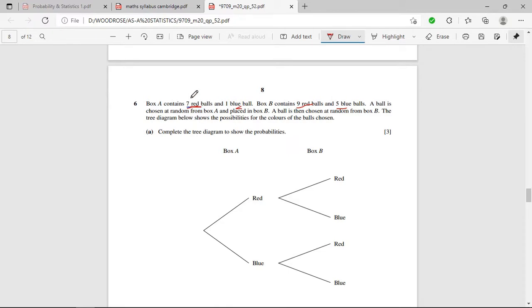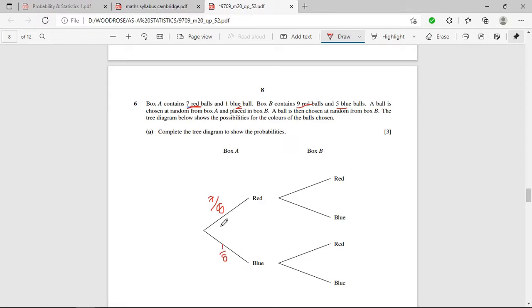How many red balls do we have? We have 7. So this is straightforward. We have 7 out of how many balls altogether? 7 plus 1, which is 8. So the probability here is 7 over 8. And here it's 1 over 8, because if we add these two, we must get 1.